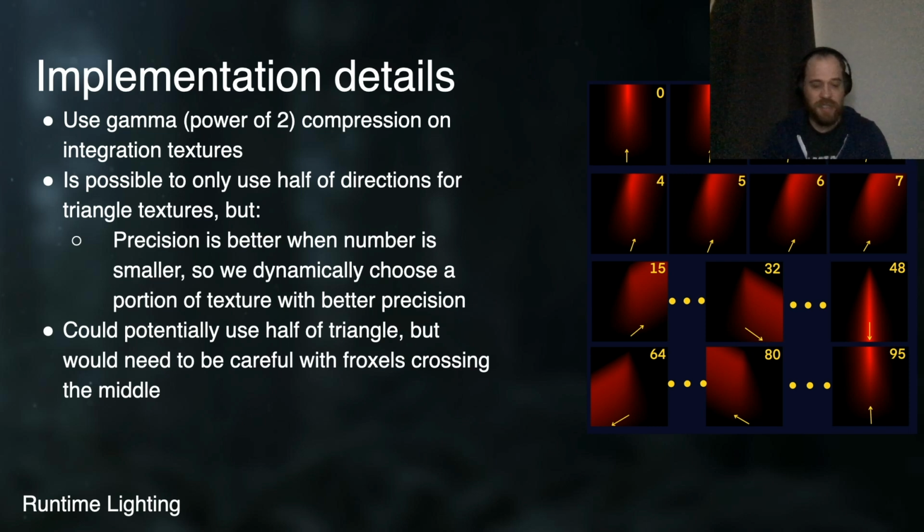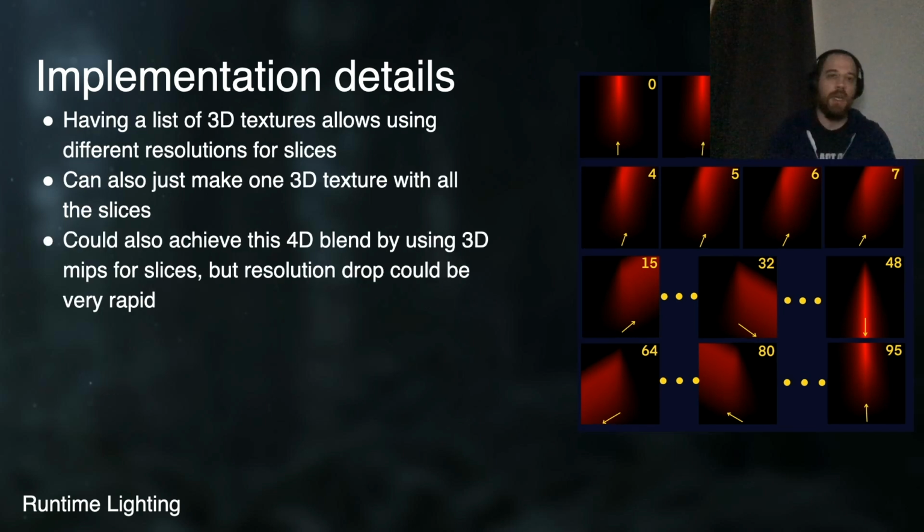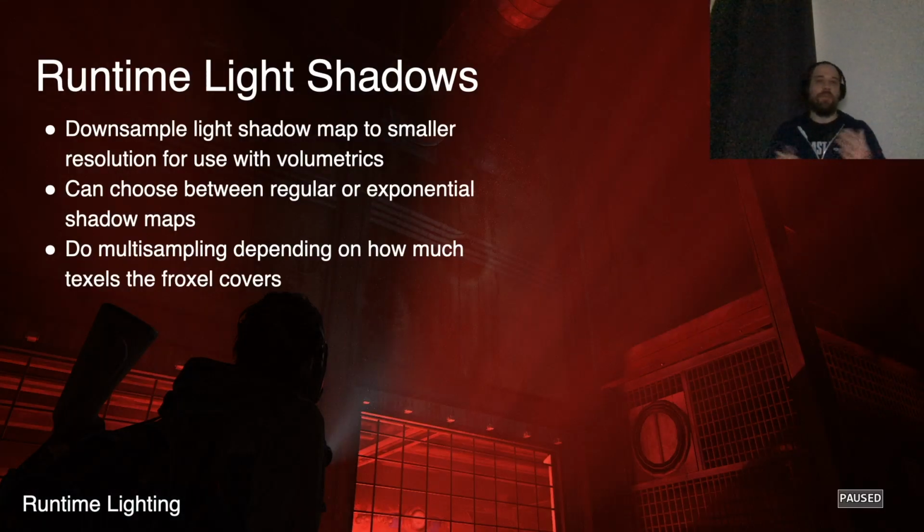You could also potentially do half of the triangle, but it would be a little painful to figure out what to do when the Froxel is going through the center of the triangle, because then you would need to do twice as many samples. We could also use, instead of having multiple 3D textures, one big 3D texture. You can do that. The benefit of having multiple 3D textures is that you can actually have different resolutions for different textures if you want to. You could also try doing a 4D blend by putting the slices as different MIPs for the 3D texture.